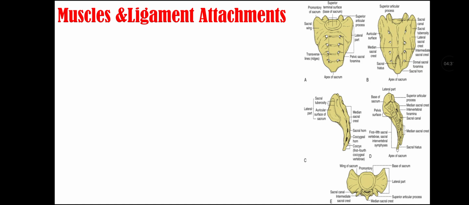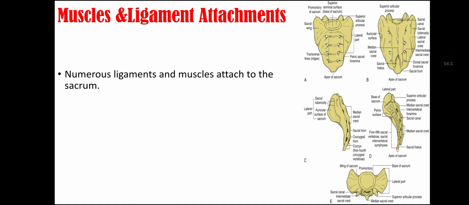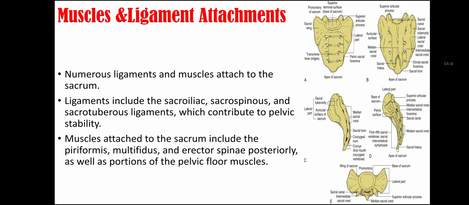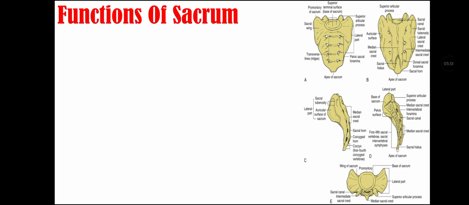Muscles and ligament attachments of the sacrum. Numerous ligaments and muscles attach to the sacrum. Ligaments that attach to sacrum include the sacroiliac ligament, sacrospinous ligament, and sacrotuberous ligament, which contribute to pelvic stability. Muscles that attach to sacrum include the piriformis muscle, multifidus muscle, and erector spinae muscle, as well as portions of the pelvic floor muscles.